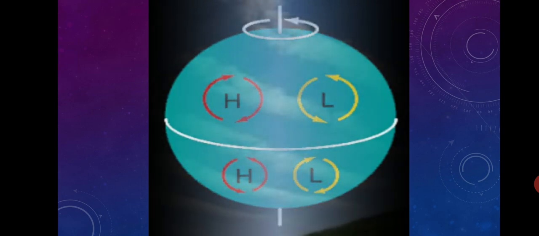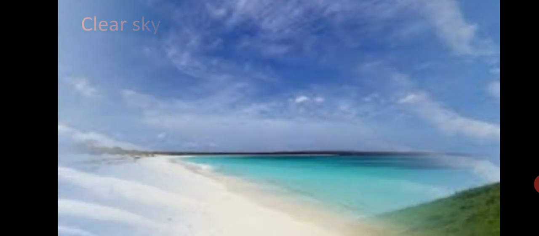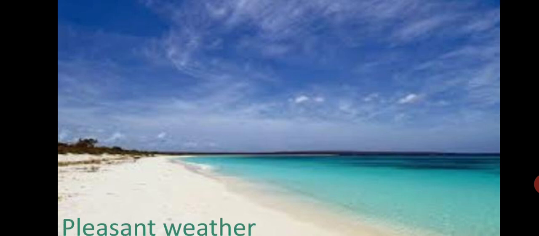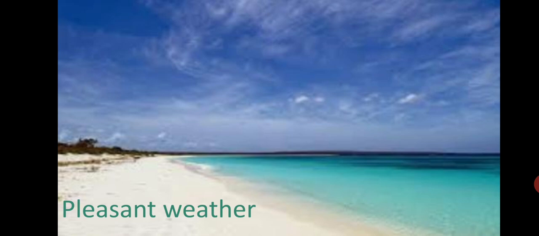Now during an anticyclone, the skies are quite clear. So you see clear sky. Then winds blow with lesser velocities and the weather is pleasant. So you see pleasant weather when an anticyclone is observed. Anticyclones generally last for a few days or a week. Such anticyclones originate in temperate zones.